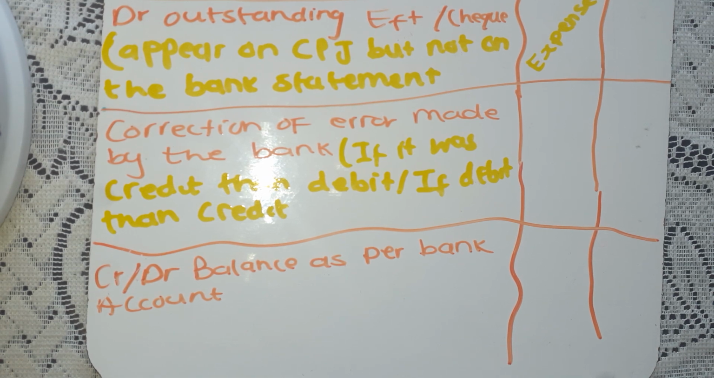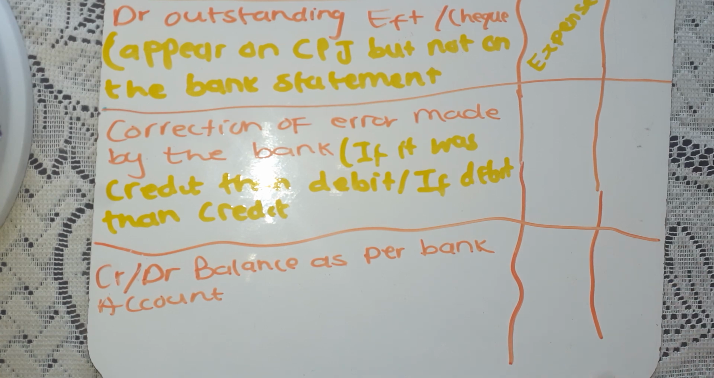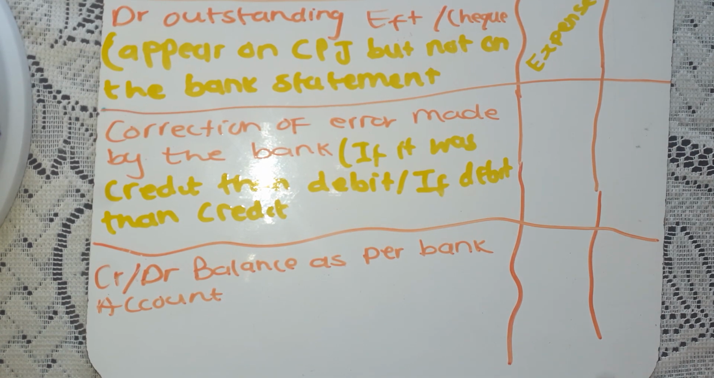The bank is going to correct their mistake, but we also have to correct the bank's mistakes. You get it? So here, if the mistake was credited, then we debit the mistake when we're correcting it. But if the mistake was debited, we correct it by crediting it. Now let's talk about credit or debit balance as per bank account.